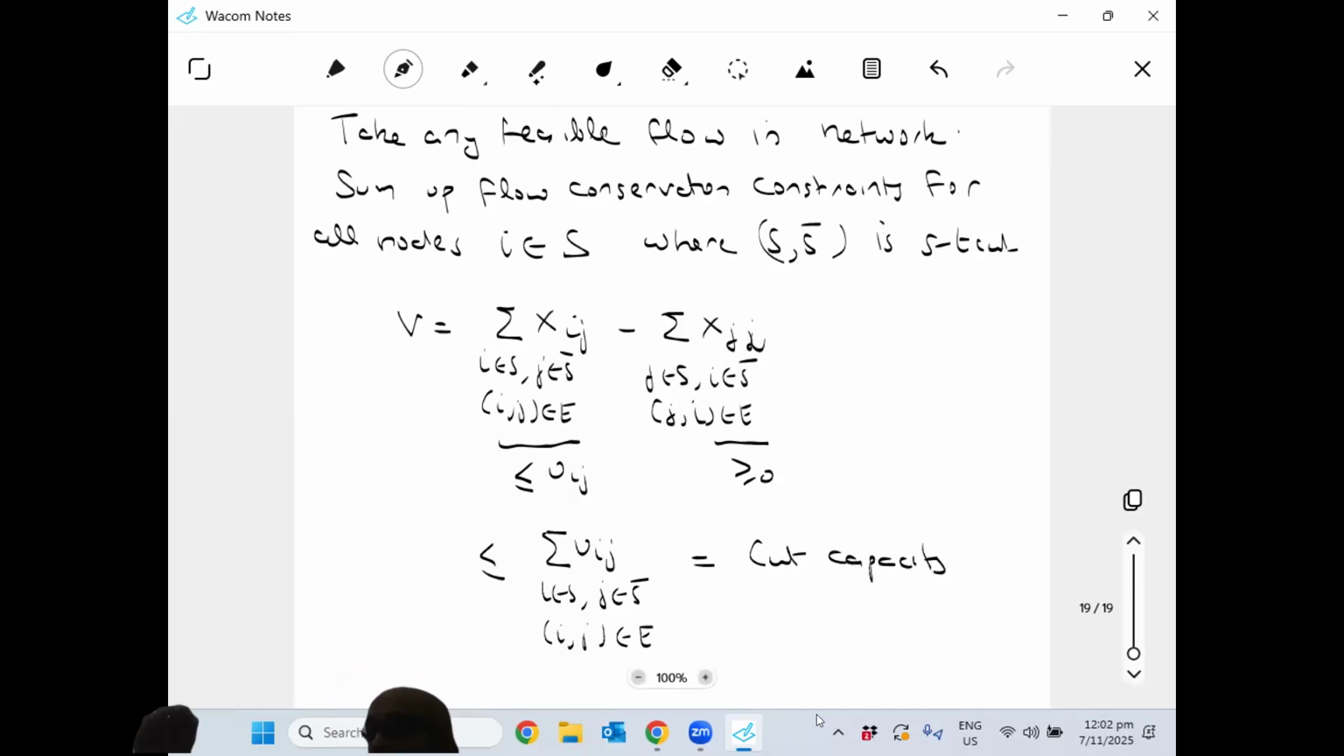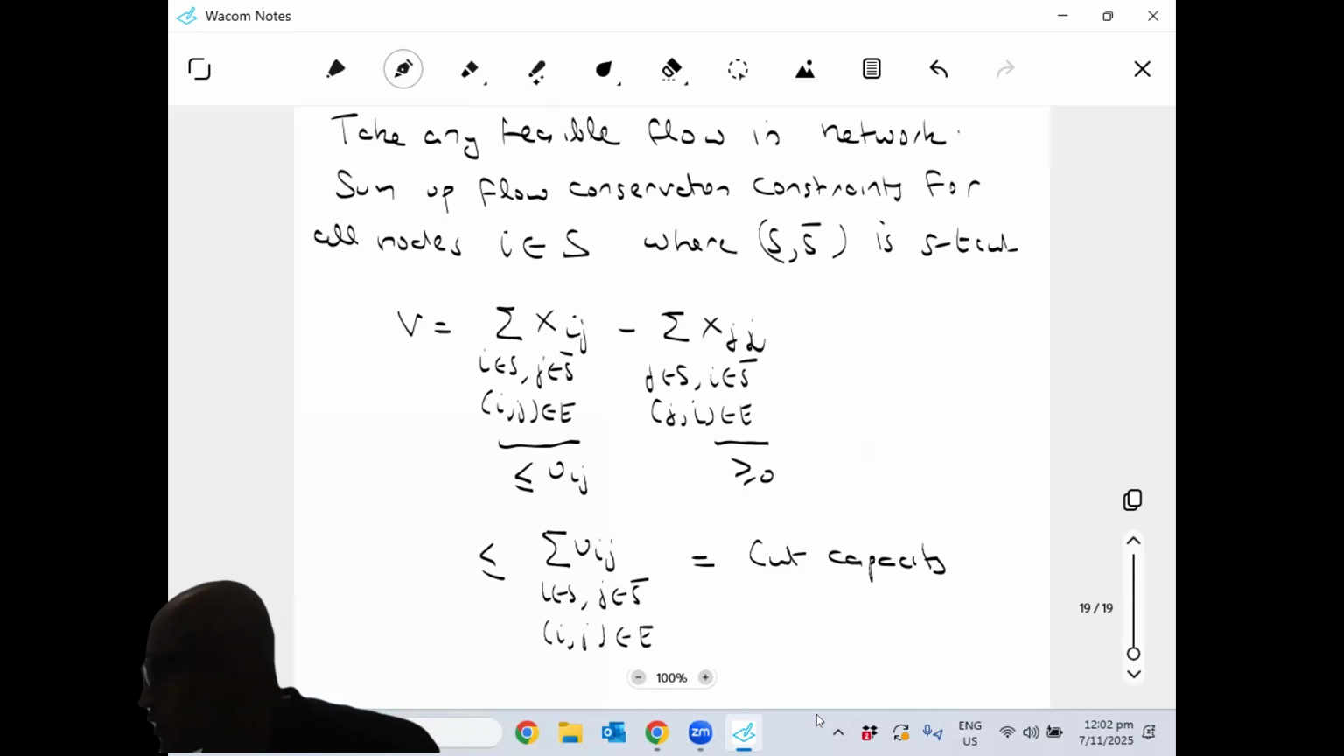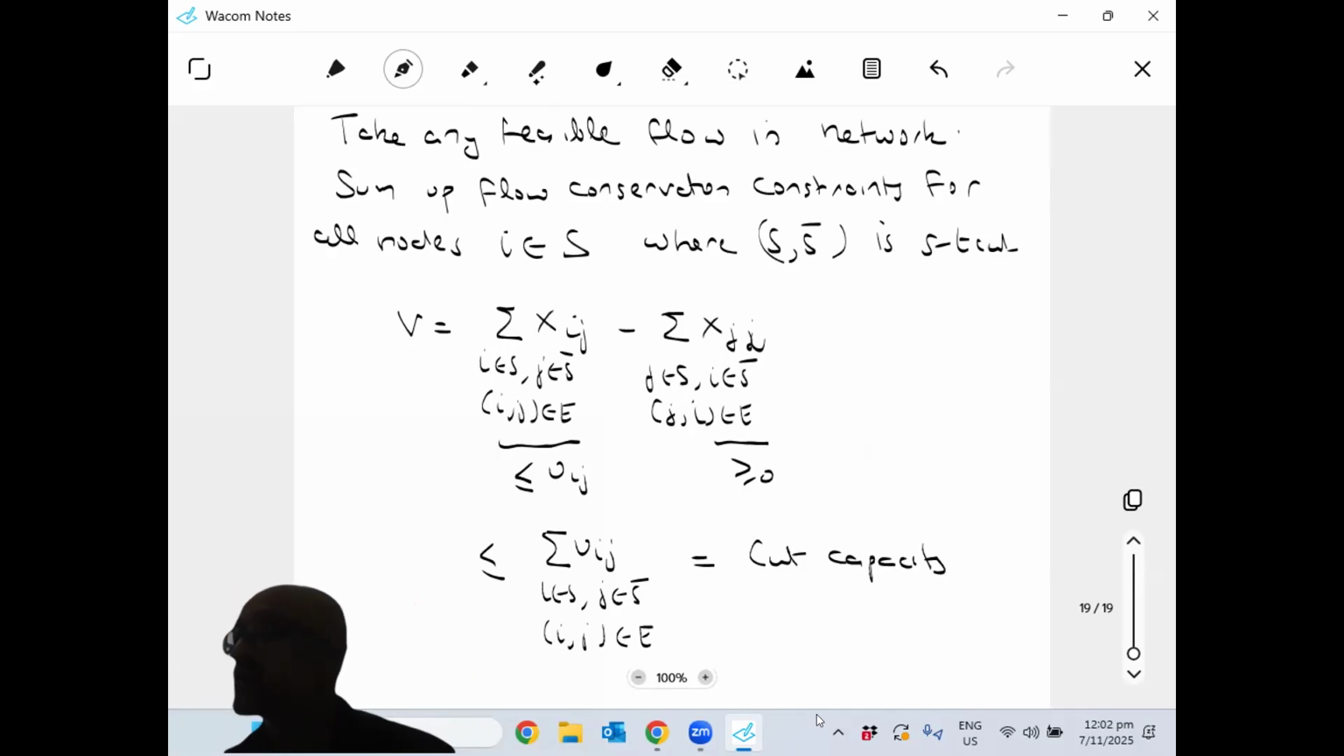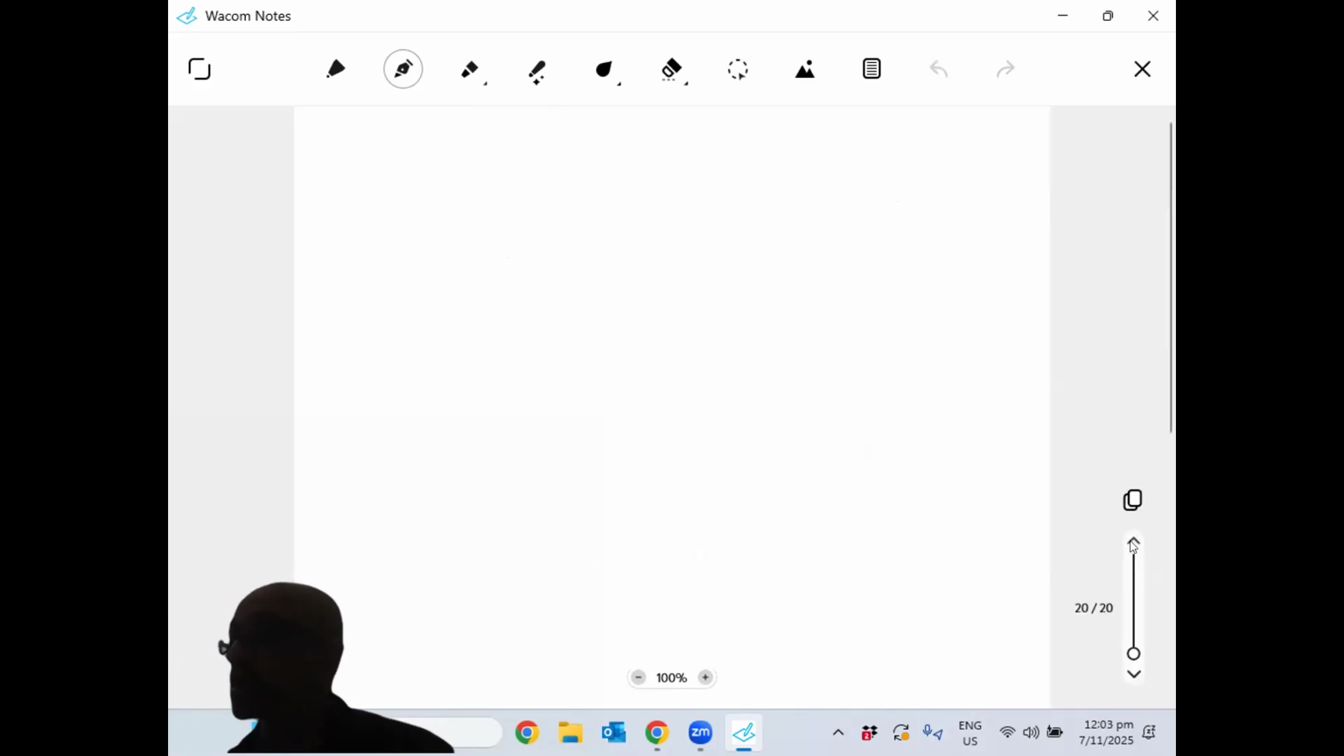I can pick the smallest cut. It will be an upper bound. I can maximize flows. It will be an upper bound. So this is LP weak duality. Is that clear? Okay. Now what we have to show is strong duality.